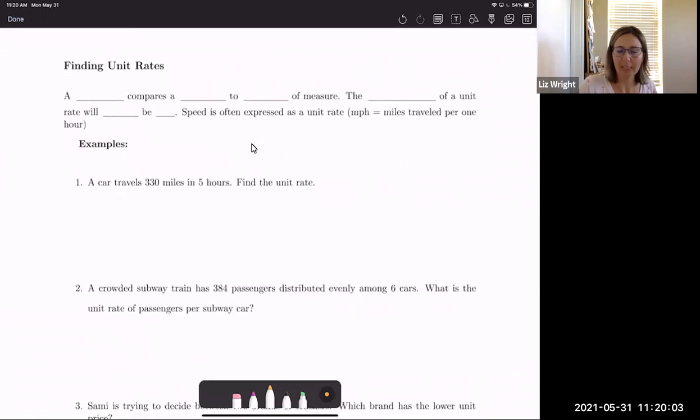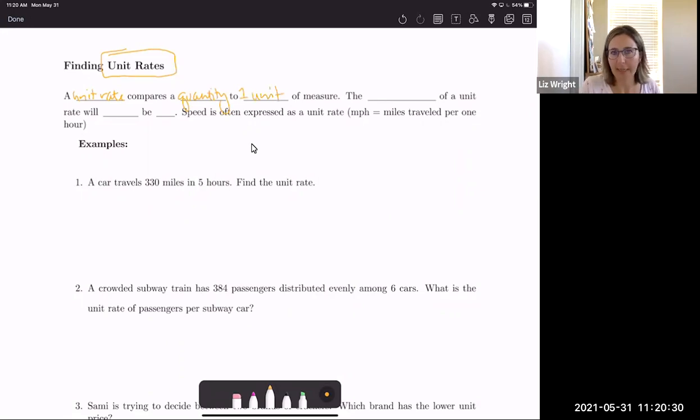All right, so now we specifically talk about a very specific type of rate called a unit rate. And a unit rate compares a quantity. So let me write this in. A unit rate compares a quantity to 1 unit of measure.